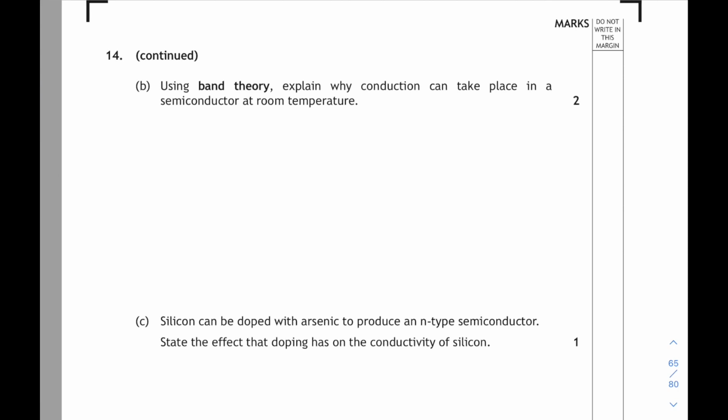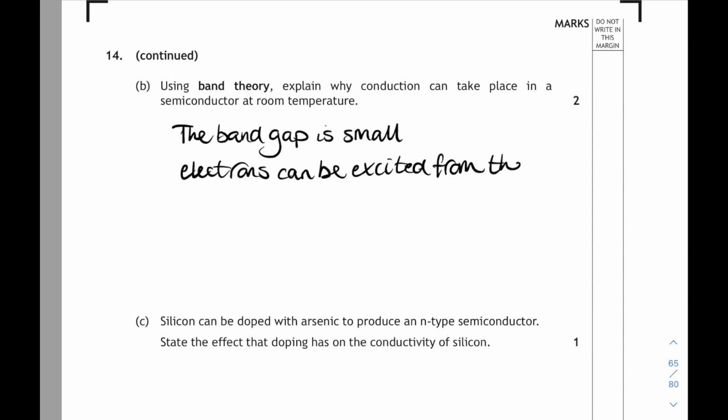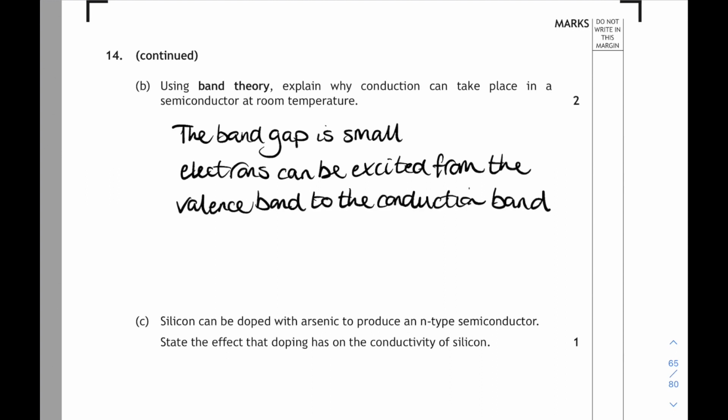Okay, 14b, using band theory explain why conduction can take place in a semiconductor at room temperature. Well, remember the band gap is small, so electrons can be excited from the valence band into the conduction band by heat energy that's present in the room.